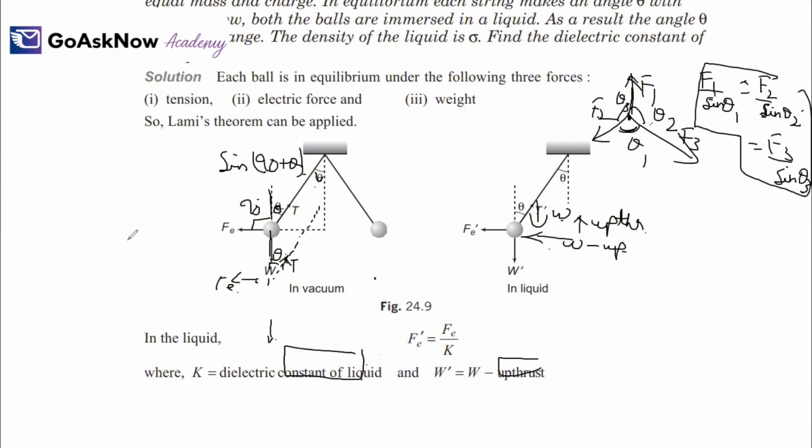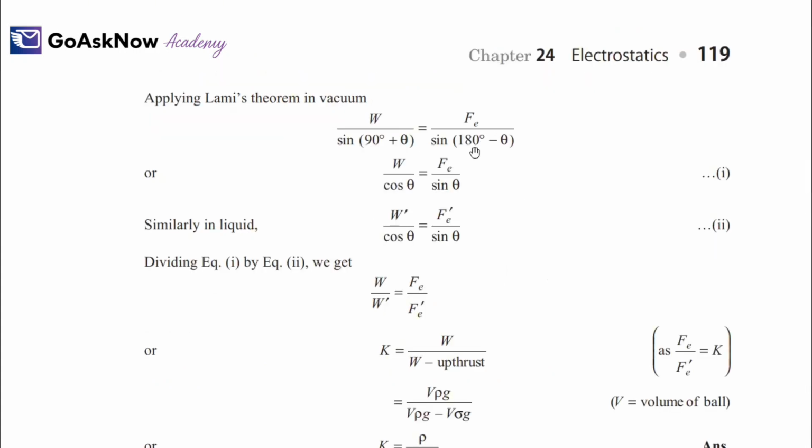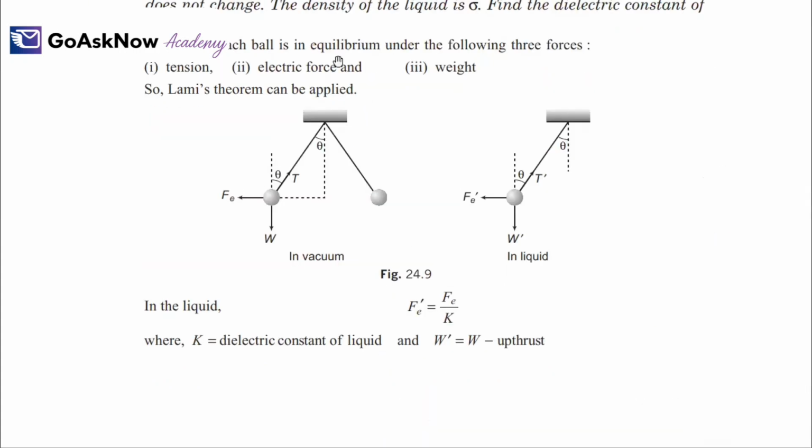Observe here. So it will be equal to Fe by sine of 180 minus theta. So Fe force is acting here, and the angle opposite to this force is like this. This angle is 180 degrees, and this angle should be 180 minus theta because theta is here more. So theta will be subtracted from 180. 180 minus theta is this angle. So that is why we have taken this angle as 180 minus theta.